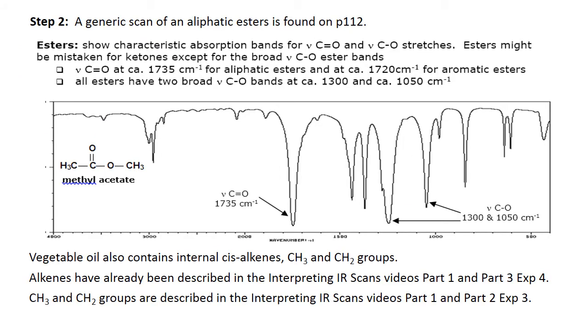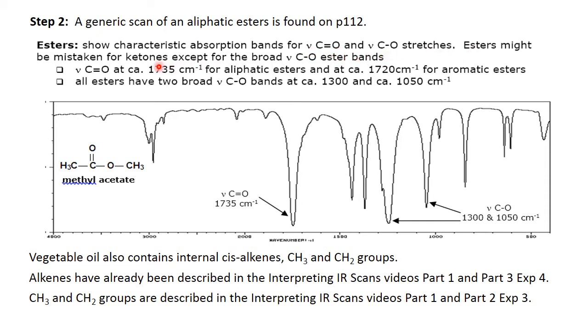Step number 2, we look at the generic scan for an aliphatic ester, and this is found on page 112. Now I have on that same page a generic scan of an aromatic ester, but vegetable oils typically don't contain aromatic groups, so it's reasonable to expect that these are in fact aliphatic, not aromatic esters. So what do we see for esters? Well, they show characteristic absorption bands for a carbonyl stretch and CO stretches.